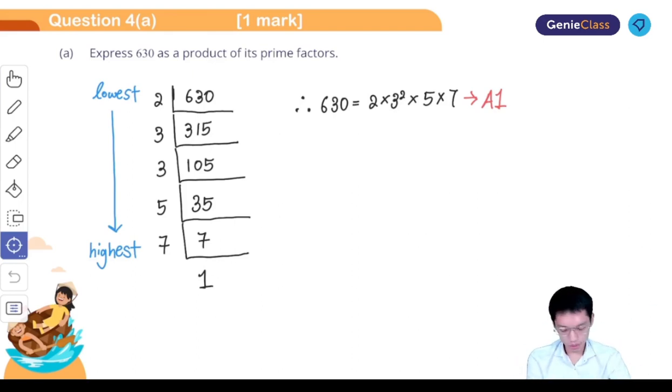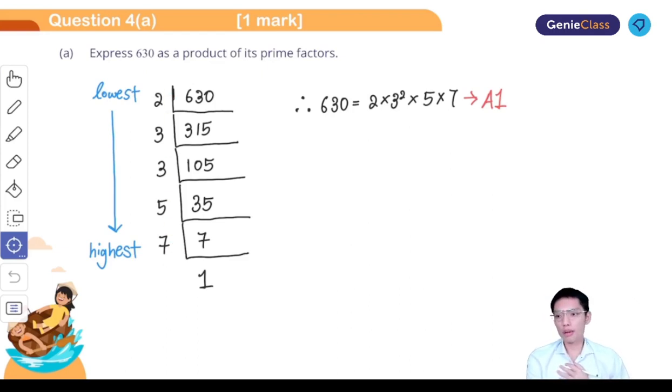In this case, we first try to divide by 2 because that's the first prime number. Then we go on until we achieve 1 at the end. Afterwards, you just combine them: 2 times 3 to the power of 2 times 5 times 7. And where did the 1 mark come from? You have to write it like this. If you only give me the ladder, you are not going to get the 1 mark because it's not a product.